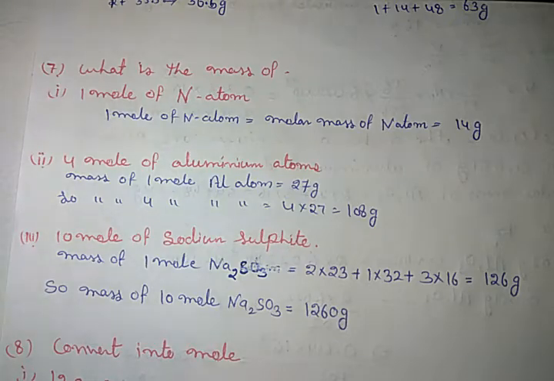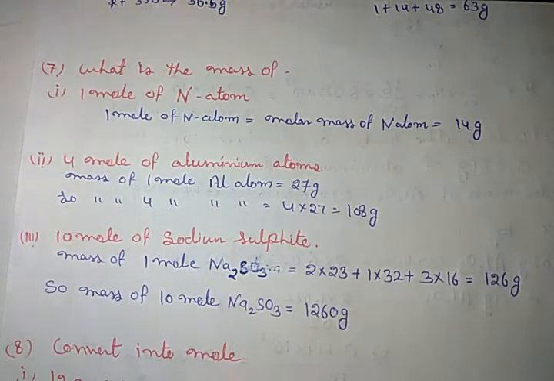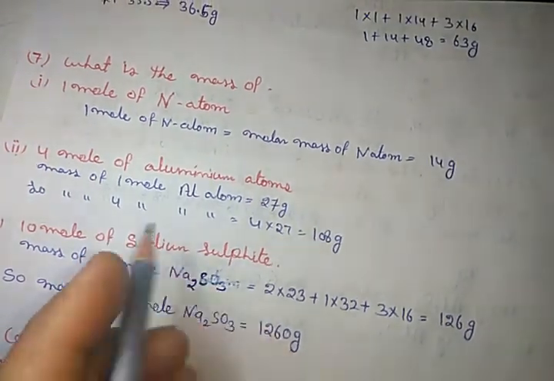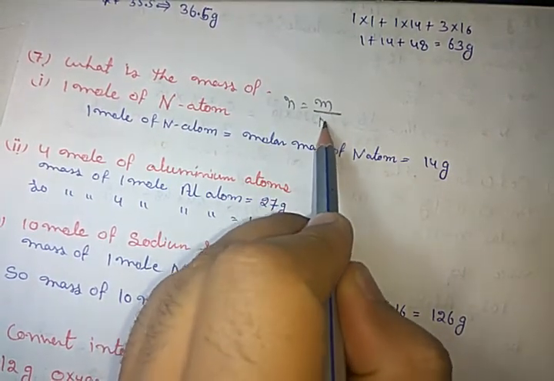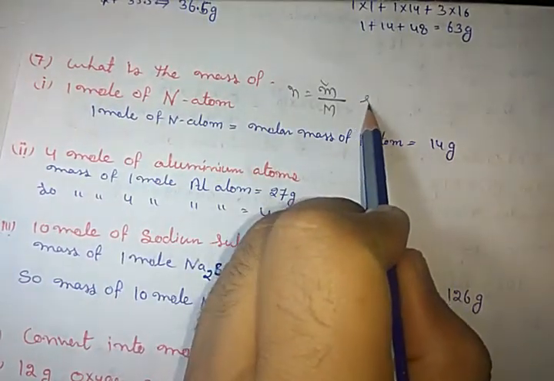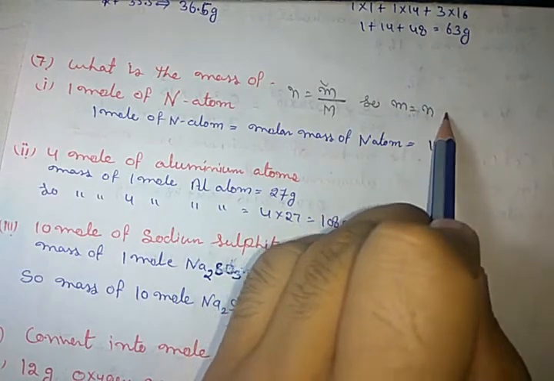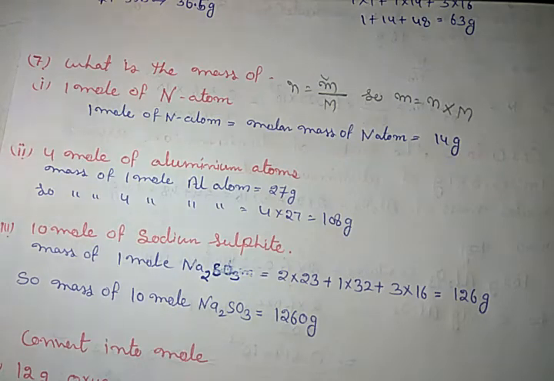In this question, the number of moles is given and we have to convert them into their mass. The formula is very simple, as you know that number of moles is equal to given mass divided by molar mass. So we can say that m is equal to n into M. That means in all of these questions we multiply the number of moles with its molar mass.